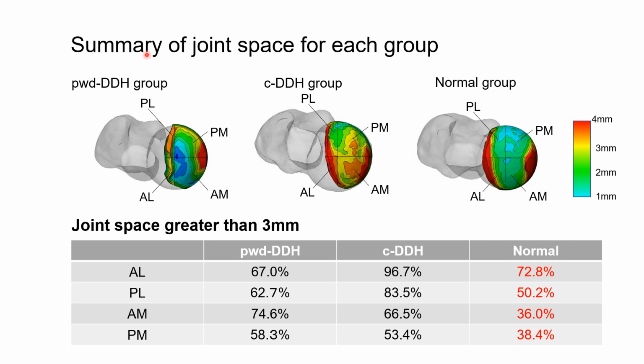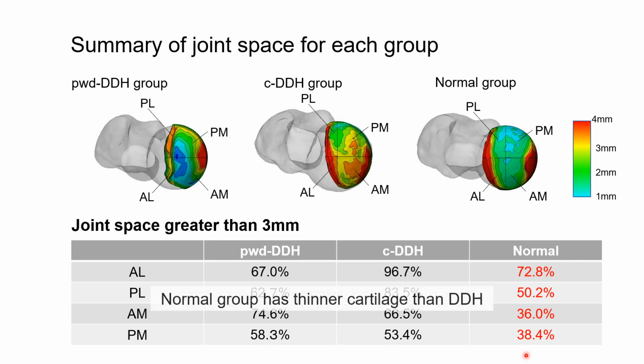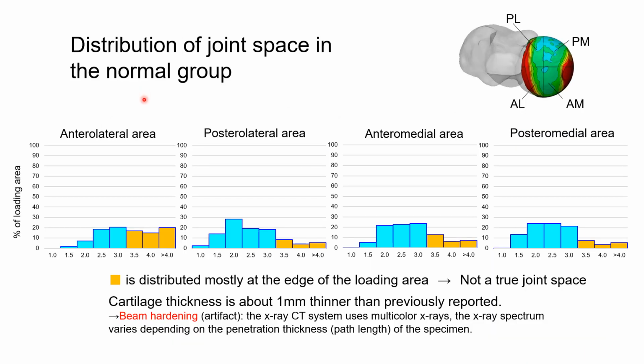Summary of joint space for each group. The percentage of joint space greater than 3 mm is smallest in the normal group. The normal group has thinner cartilage than DDH. Distribution of joint space in the normal group: cartilage thickness is about 1 mm thinner than previously reported. This may be a beam hardening artifact, because the hip joint is deep within the body and some of the X-ray spectra are absorbed.